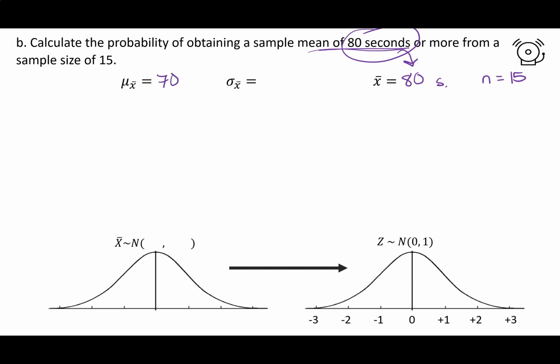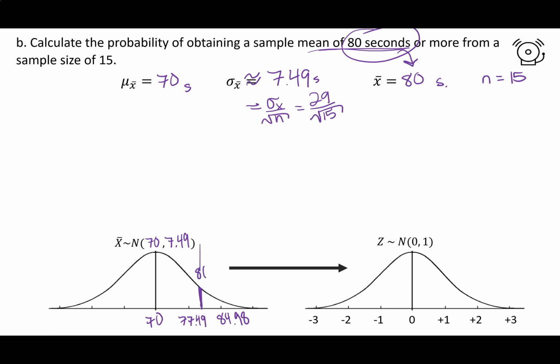So mu is 70 seconds. And this is about 7.49 seconds. So this is equal to sigma of x over root n, which was 29 divided by the square root of 15. So here, my x bar is about 70, 77.49, and then 84.98. So somewhere in between here, I want to know 80 or higher. So that's the probability that I'm interested in here.